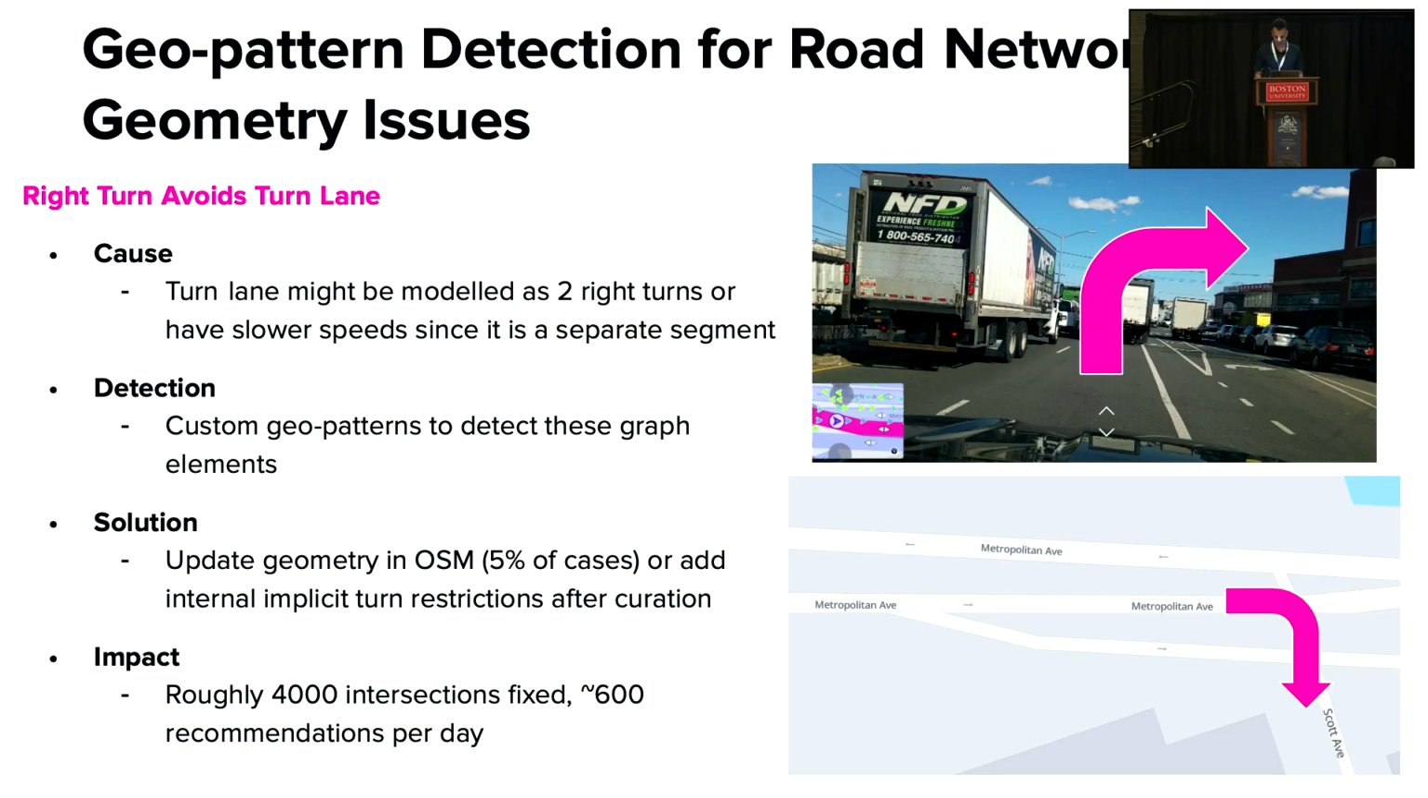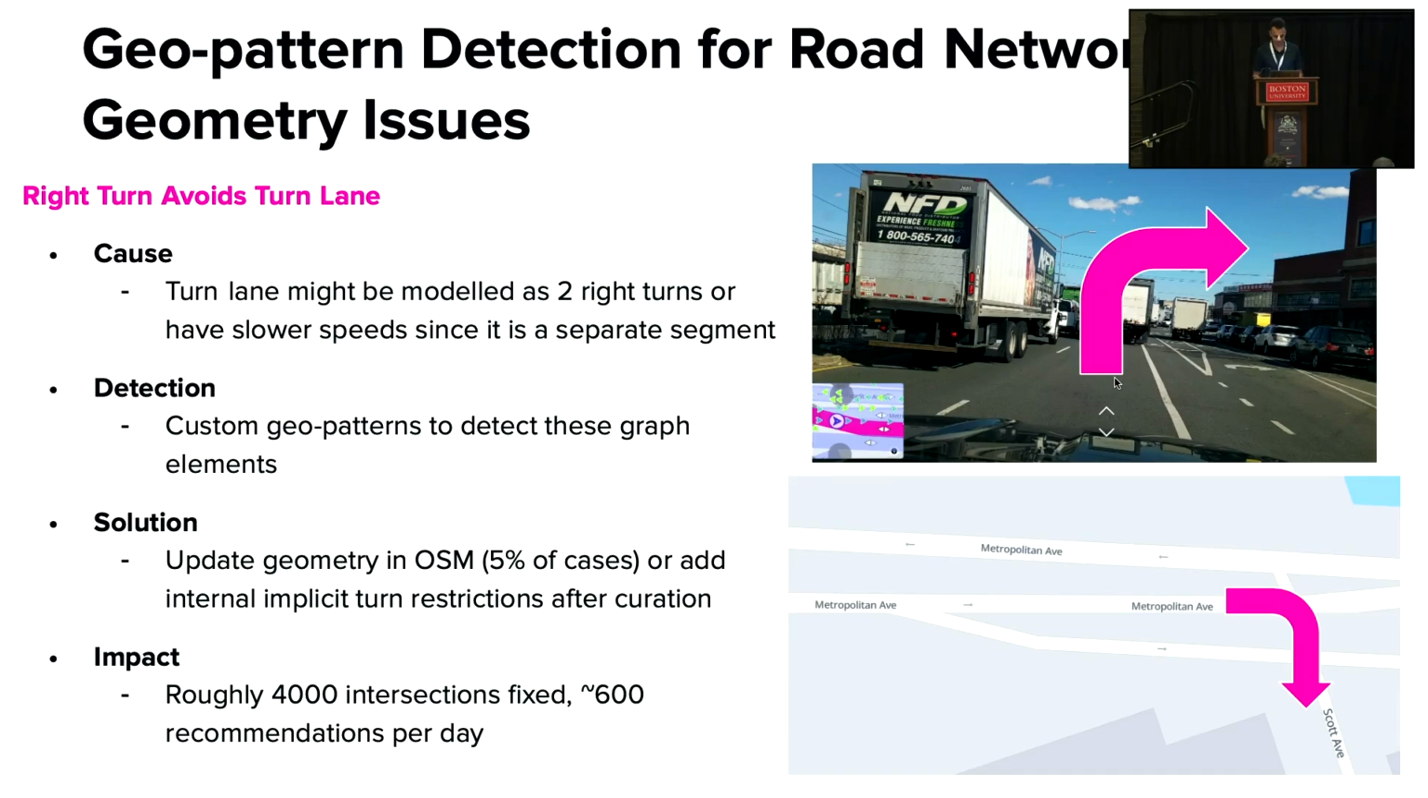Here's a case that we saw quite a bit where we're asking the driver to turn right, but we tell them to use the middle lane to turn right instead of using the turn lane. The reason for this is because the turn lane is modeled as a different segment. It could be modeled as 2 right turns as opposed to just 1 right turn, or the segment could have slower speeds because drivers have to slow down to make the turn.